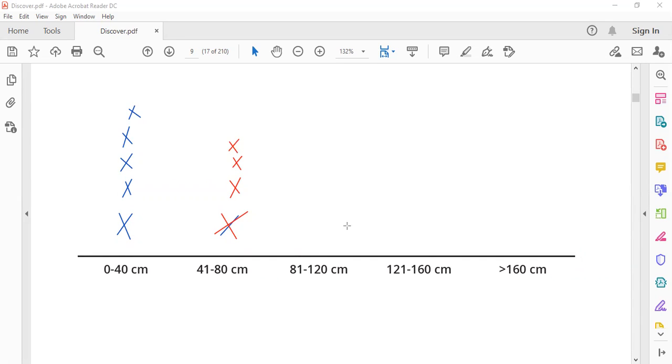Here we had 3. Let's pick another color. 1, 2, 3. And here we had 2. Only 2 athletes. Let's make them in green. 1, 2. In the last number, we had 1 athlete only. Let's make it black. 1. That's how I presented the data on the graph.